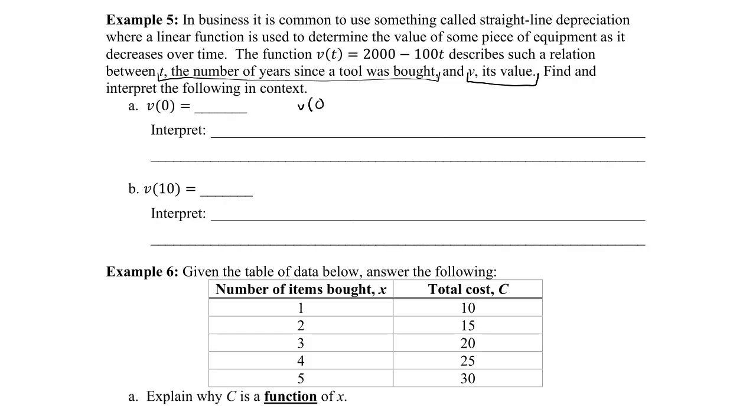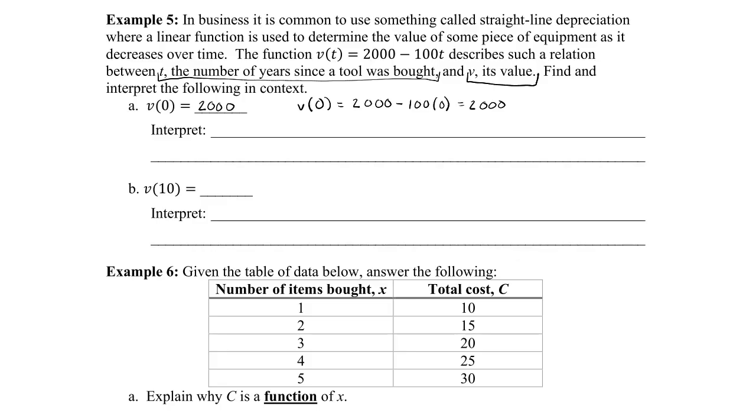So v of 0, right, that means in the equation for the function, our input is t. v of 0 means everywhere you see a t, replace it with a 0. So 2,000 minus 100 times 0. 100 times 0 is just 0. So this is 2,000. v of 0 is 2,000.